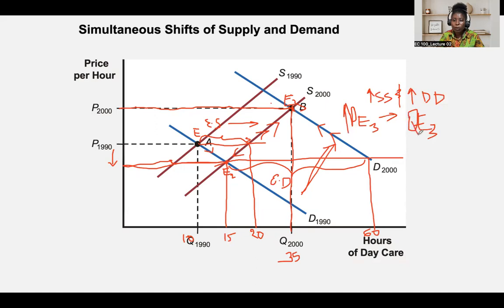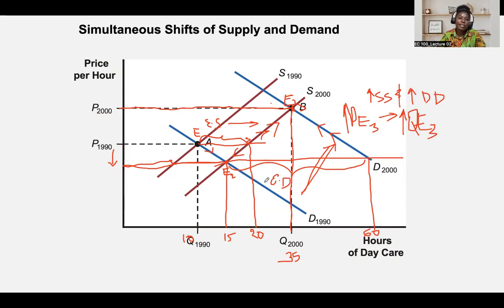So the new equilibrium quantity, let's look at the first one. It was 10 units, right? But now we are somewhere here. So these are 35. So it has increased. Okay, so this is the total outcome of these changes.